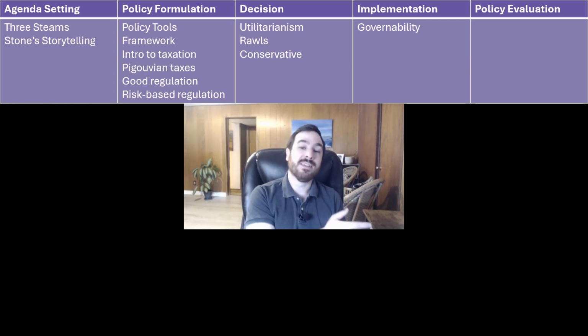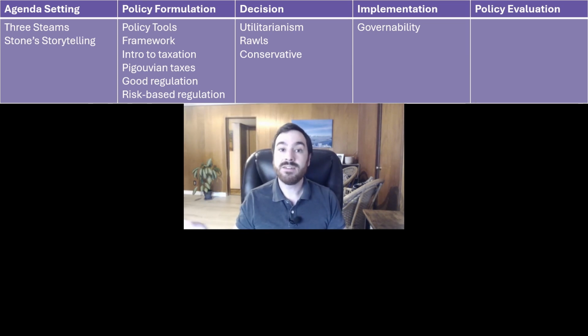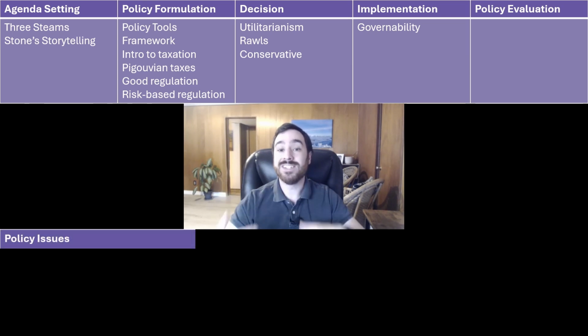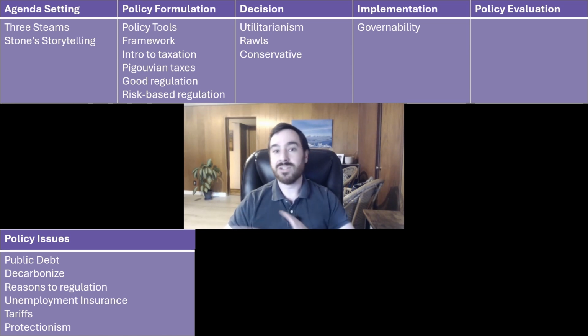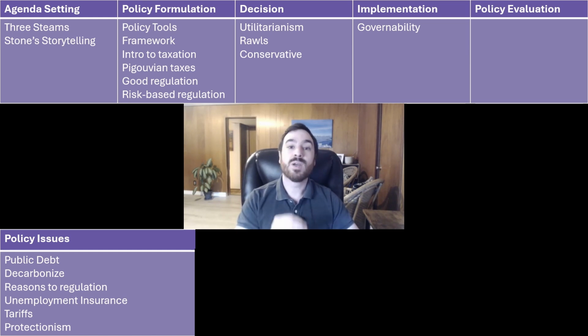But of course, sometimes we look at things across the policy cycle. So we'll take something and sort of follow it through the different stages. And so when we're doing that type of analysis, we are using a view of policy issues. And again, I've done a number of videos that touch on different policy issues. So I've done videos that look at public debt and decarbonization, again, from my current literature series. I've looked at different reasons to regulate. I've looked at unemployment insurance, and I did a couple videos looking at tariffs and protectionism and free trade, being sort of two sides of that debate. So those are videos that look at specific policy issues.